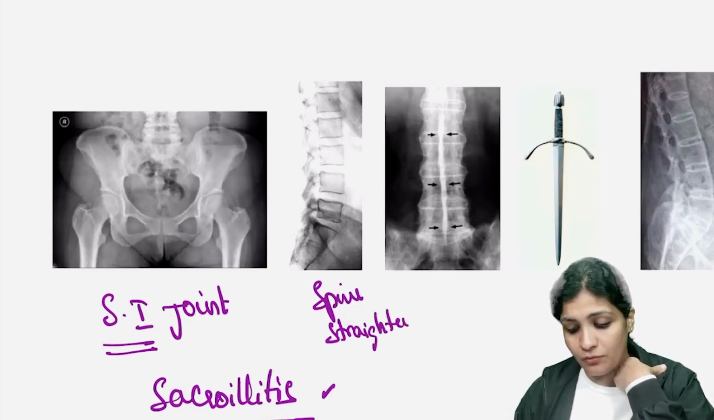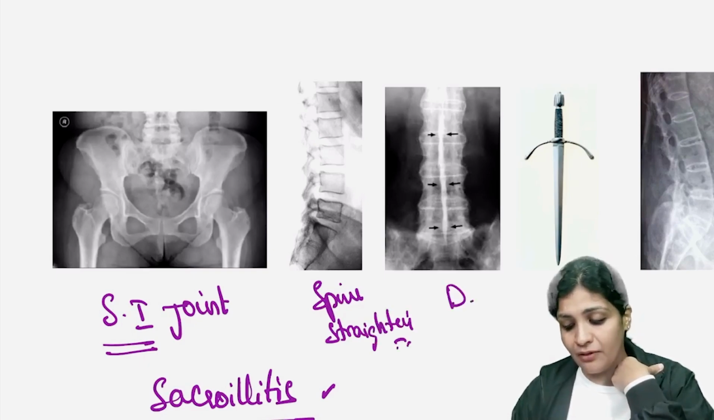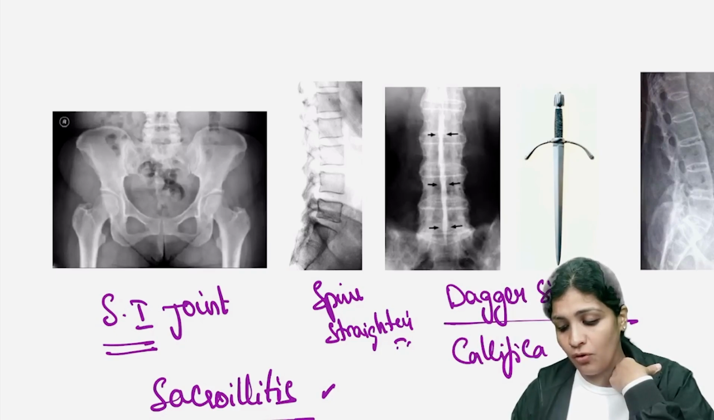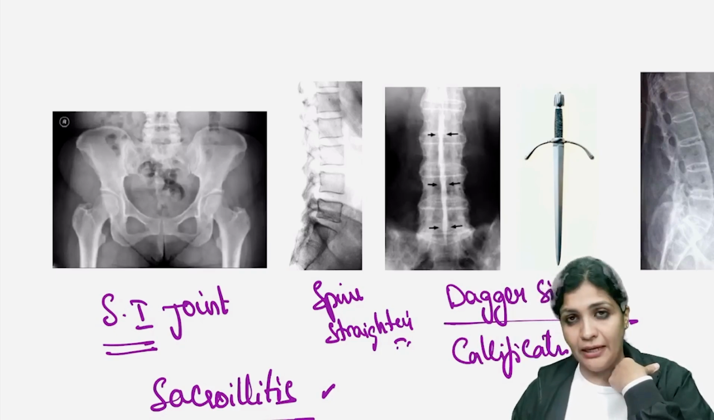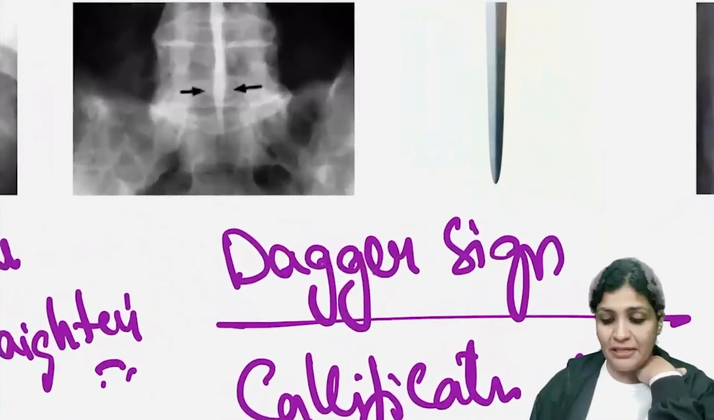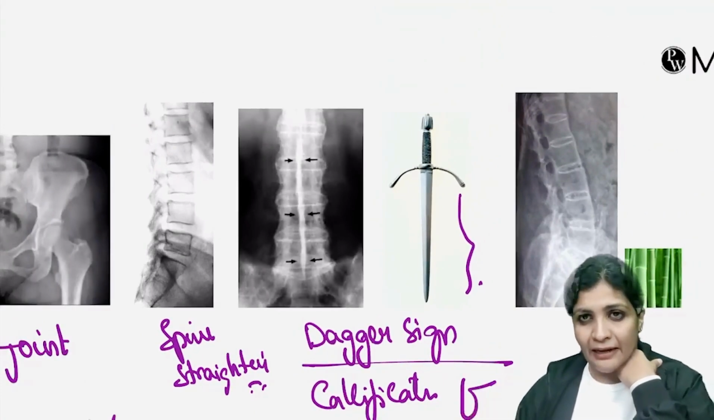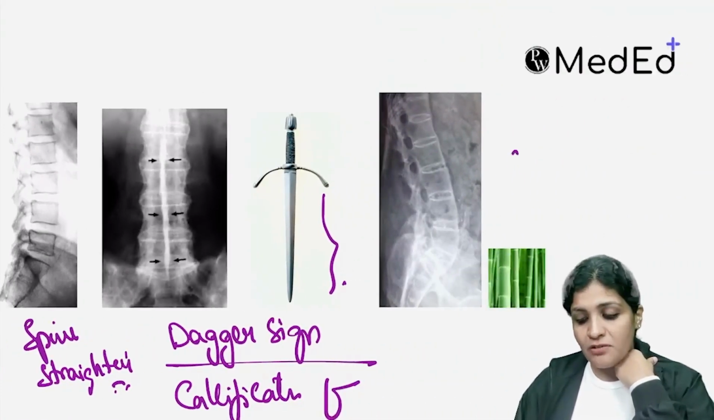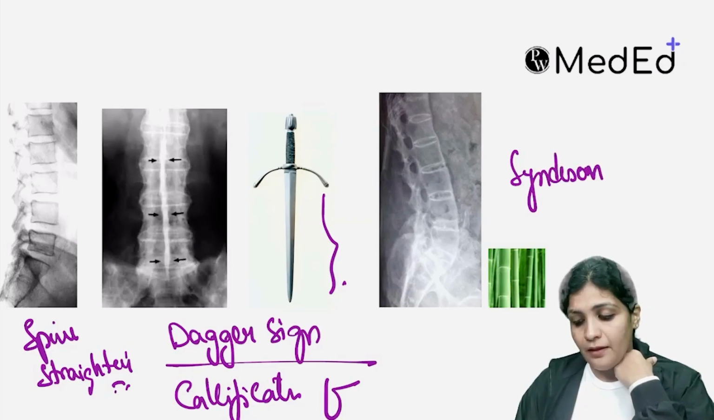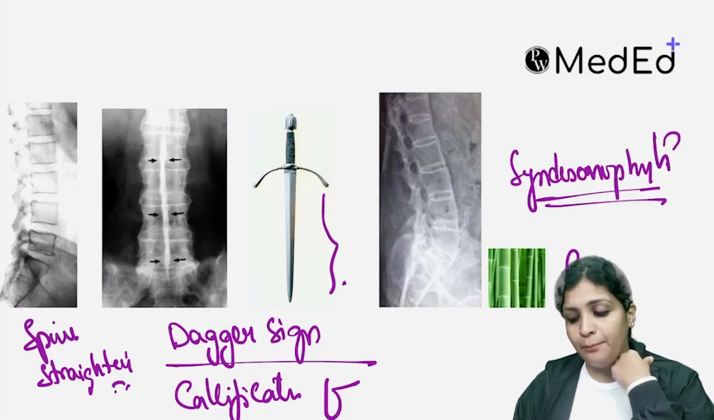So involvement of the vertebrae, and then you have a condition called the dagger sign, where you see there is a calcification of your longitudinal ligament, right? This is the posterior longitudinal ligament, which is calcified and appears as a dagger. This is a dagger, which is a small knife-like thing, right? And then we have fusion of all this spine, which is called syndesmophytes, and this fusion of the spine appears as the bamboo spine.